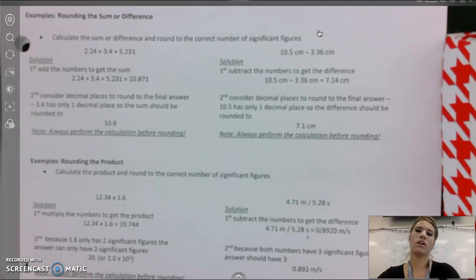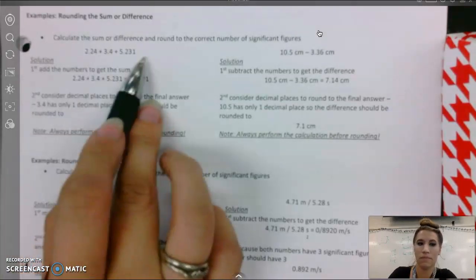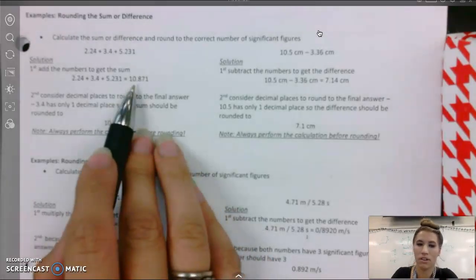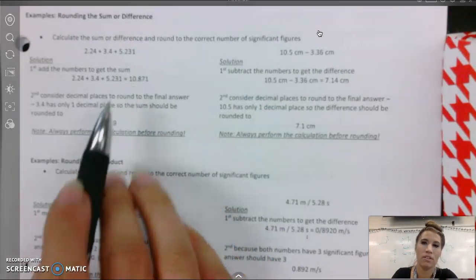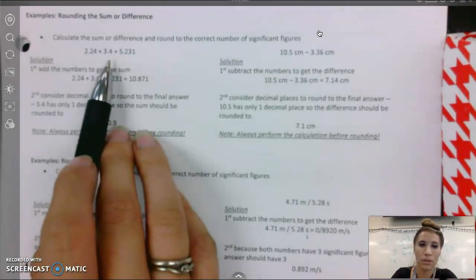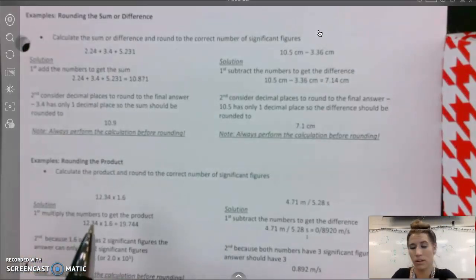Okay, so let's talk about when we add and subtract first. When we add and subtract, the numbers that are contained within that expression, the final answer can only have the same amount of digits after the decimal place as the component that has the least digits after the decimal place, not sig figs for adding and subtracting.